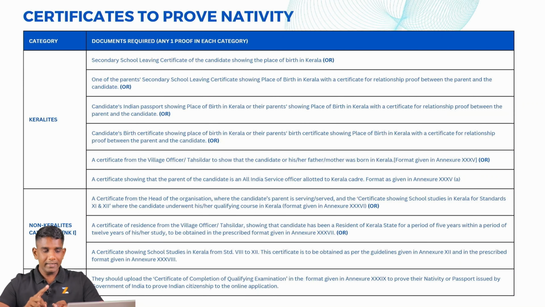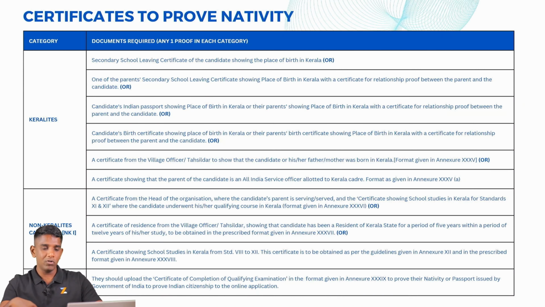For non-Keralite category 1 candidates, a certificate from the head of the organization where the candidate's parent is serving. For non-Keralite category 1, we saw that they have to be a Government of India or a defense personnel who is posted to Kerala. So they have to get a certificate from their head of organization showing that the candidate's parent is serving there or served there.